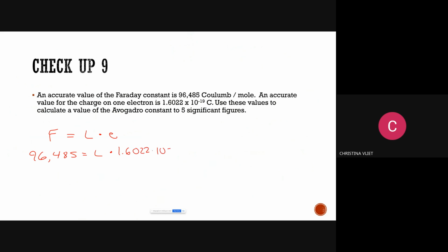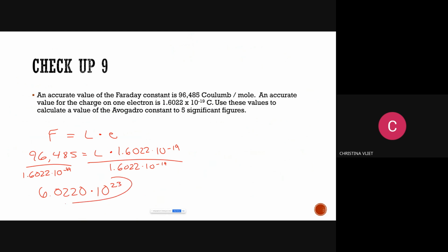So you get 6.022. Divide by 1.6022 times 10 to the negative 19. How many significant figures did they say they wanted? They said 5, right? I get 6.0220, times 10 to the 23rd. It should be 6.0220.